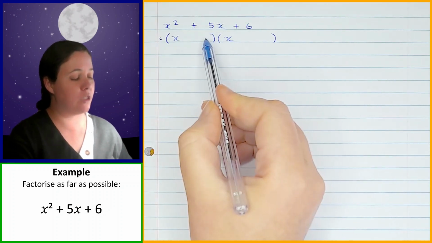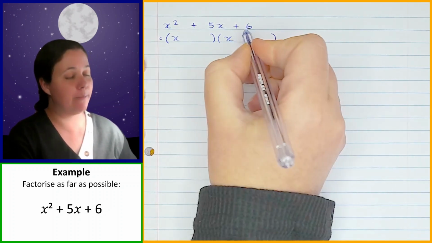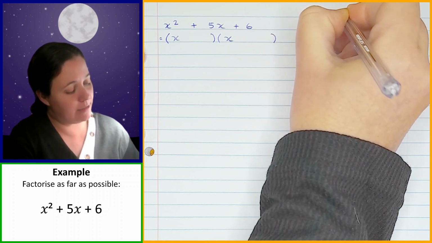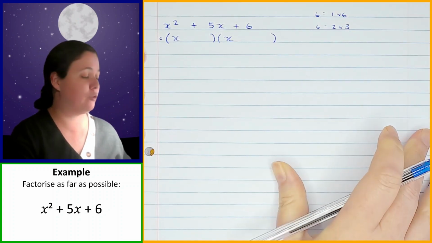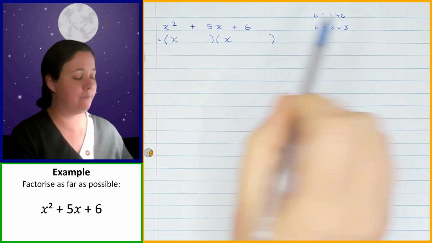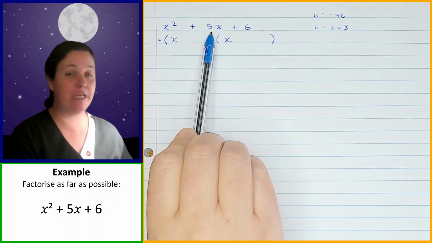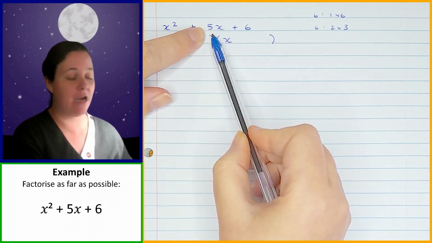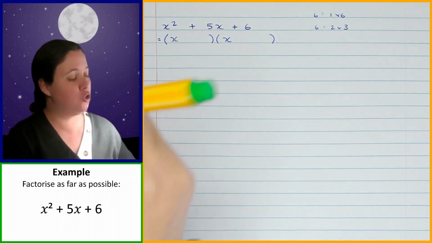Now I have to work out what's going to be the second term in each bracket. So I'm going to look at the factors of 6. 6 is 1 times 6, and 6 is also 2 times 3. I only have those two options as my factor pairs. Now we need to work out which of those I'm going to be using. This is a plus, which means I'm going to add my factors to get 5, which is the middle term over here. If I add 1 and 6, I'm not going to get 5. But if I add 2 and 3, I will get 5. So I'm going to be using the 2 and the 3.